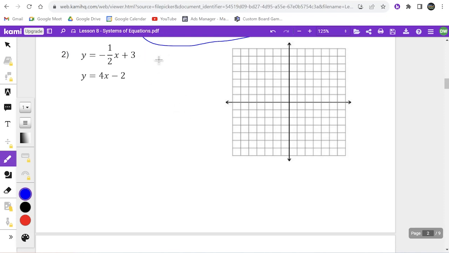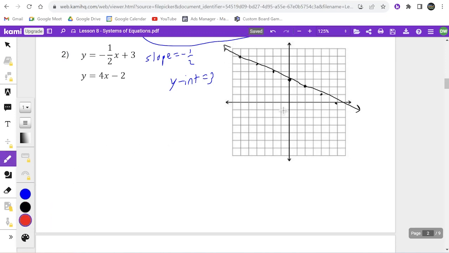So first, the first function has a slope of negative 1/2 and a y-intercept at 3. So in other words, I start at positive 3, and then it's got a slope of negative 1/2, which means down 1 to the right 2. Down 1 to the right 2, down 1 to the right 2. And then, of course, up 1, left 2 for the other way. So I've got this line right here for the first one.